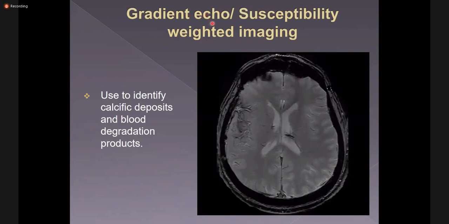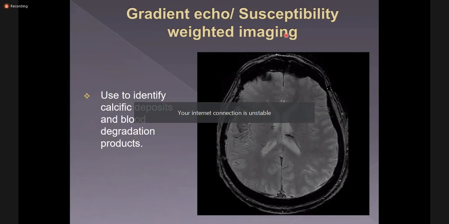Then the other sequence is the gradient echo or susceptibility weighted image. It is used to identify the calcific deposit and blood degradation product. Whenever we suspect a hemorrhagic tumor or hematoma in the brain, we do this to look for the hematoma or hemorrhage within the intracranial lesion. Otherwise, we don't do susceptibility weighted or gradient echo in any other situation.